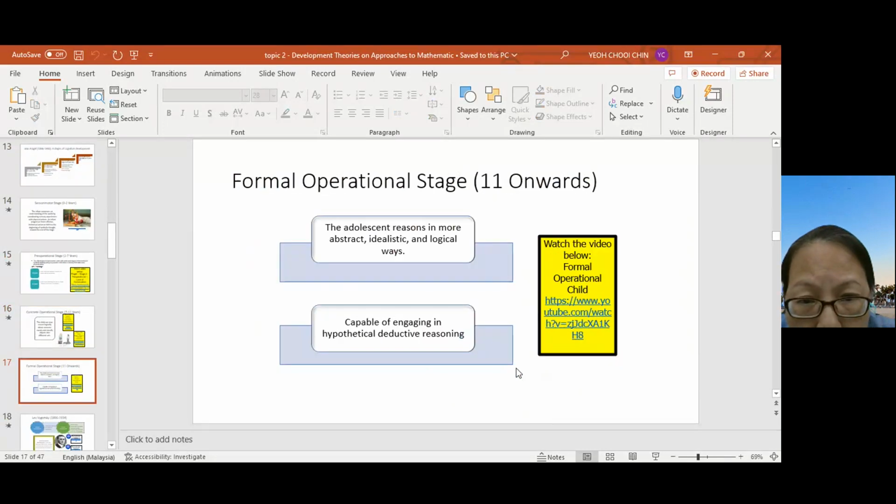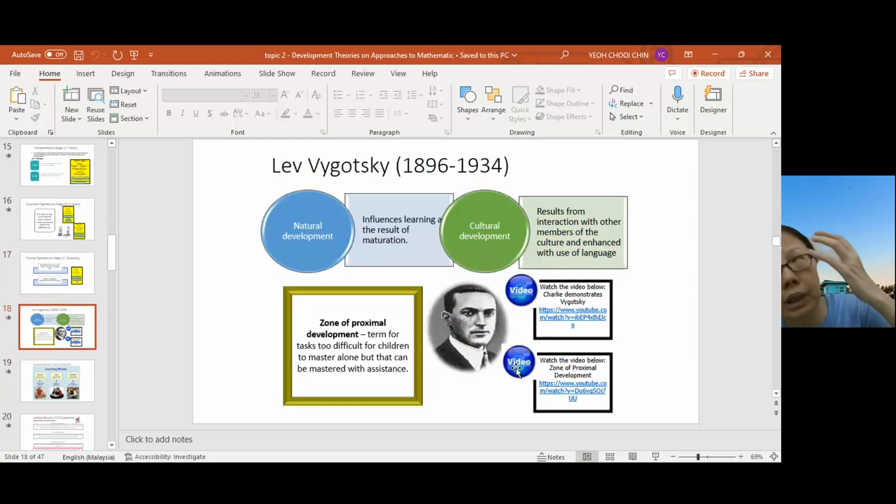Formal will be the adolescents reasoning in a more abstract, idealistic way. They are more mature, they can see things abstractly, they can think abstractly, they can do abstract maths, capable of engaging in hypothetical deductive reasoning. They can start to think, okay, how is this done? They can see abstract in their mind.